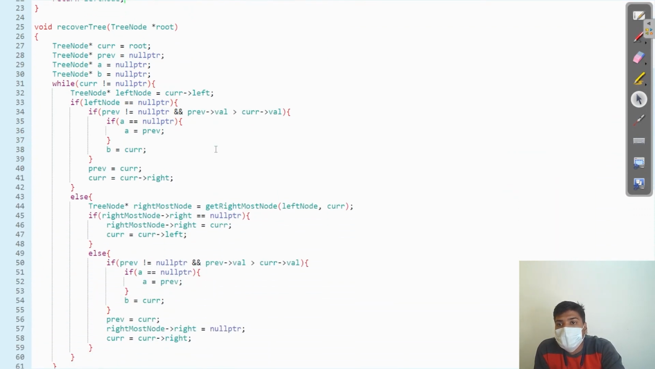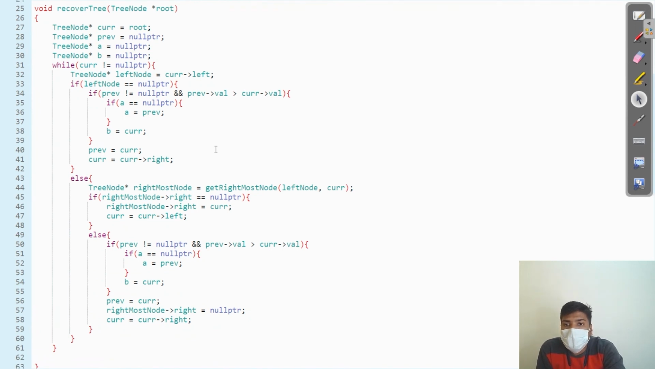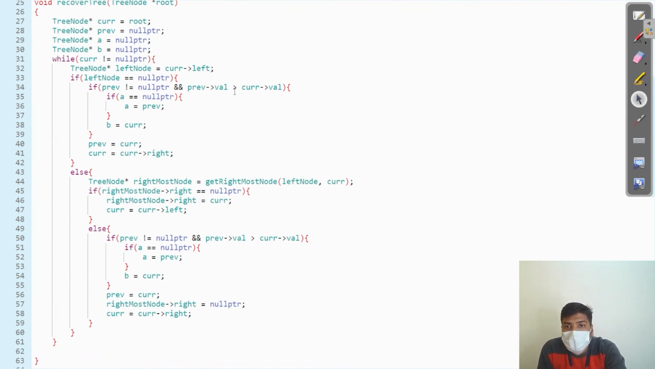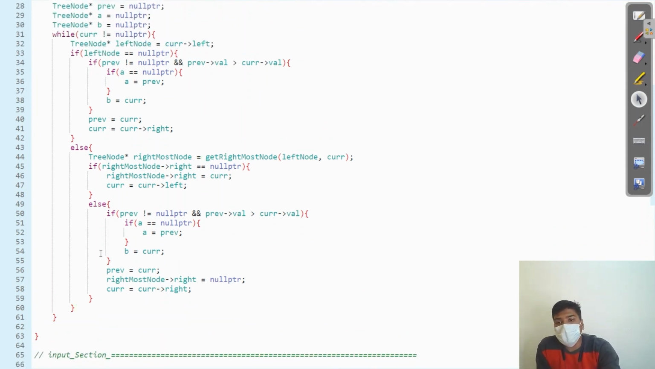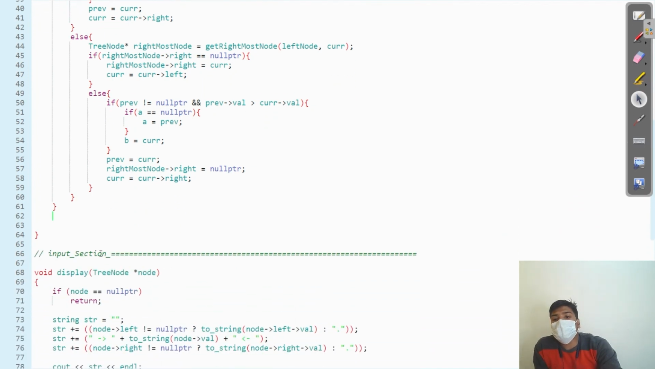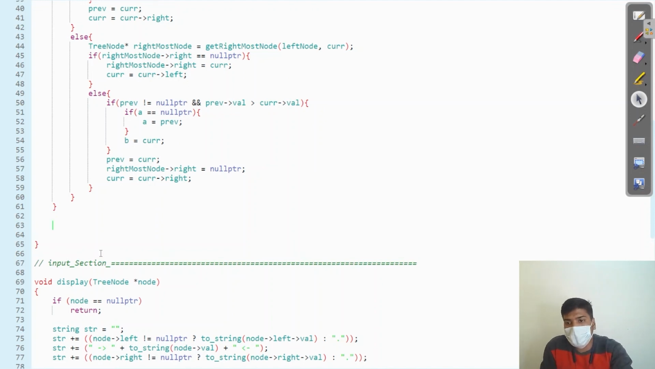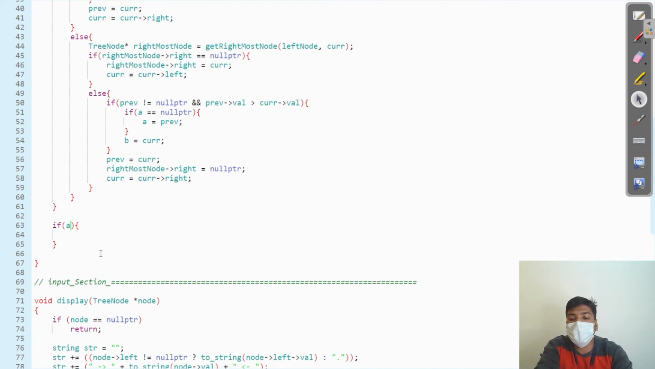Tree node current, previous, a, b, and this is left node. So previous dot val is greater than current dot val, and yeah, we are almost done. But one thing is missing: we found the point where there is some ambiguity, we found a and b, but we need to recover our BST. So how can we recover it? We will check if I met some ambiguity, that means if a is not equal to null, earlier it was null.